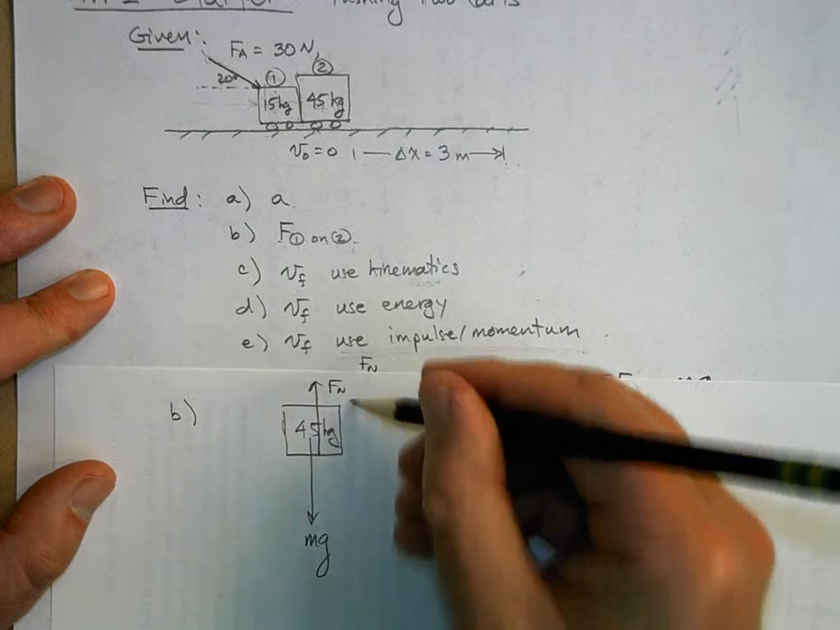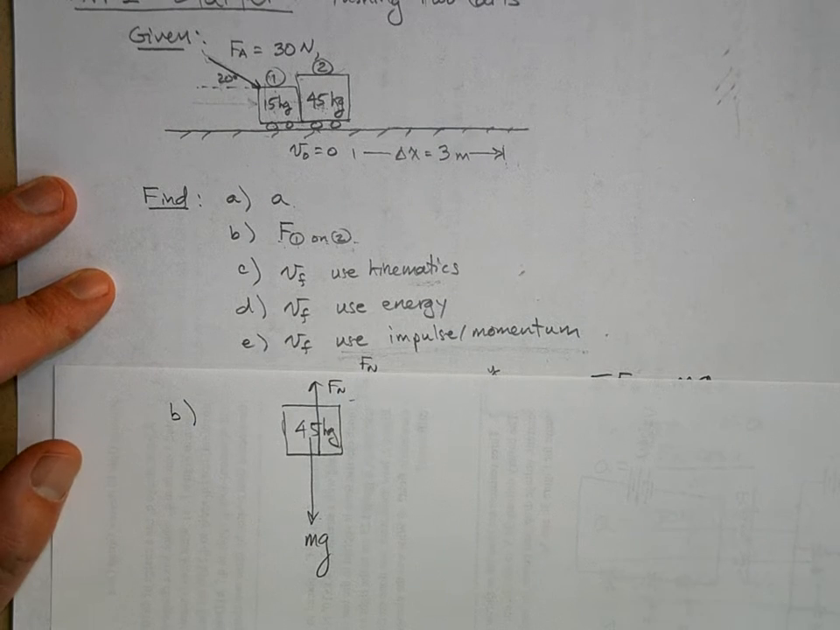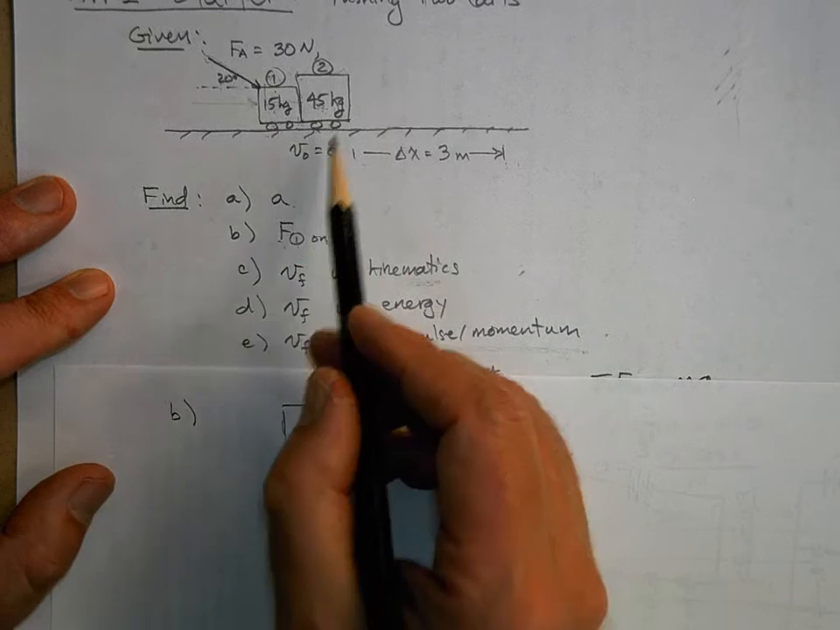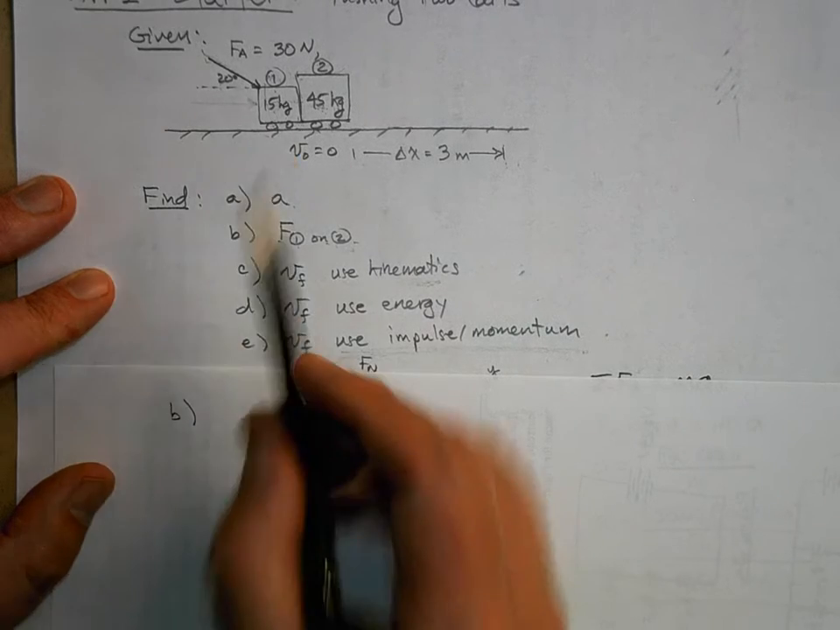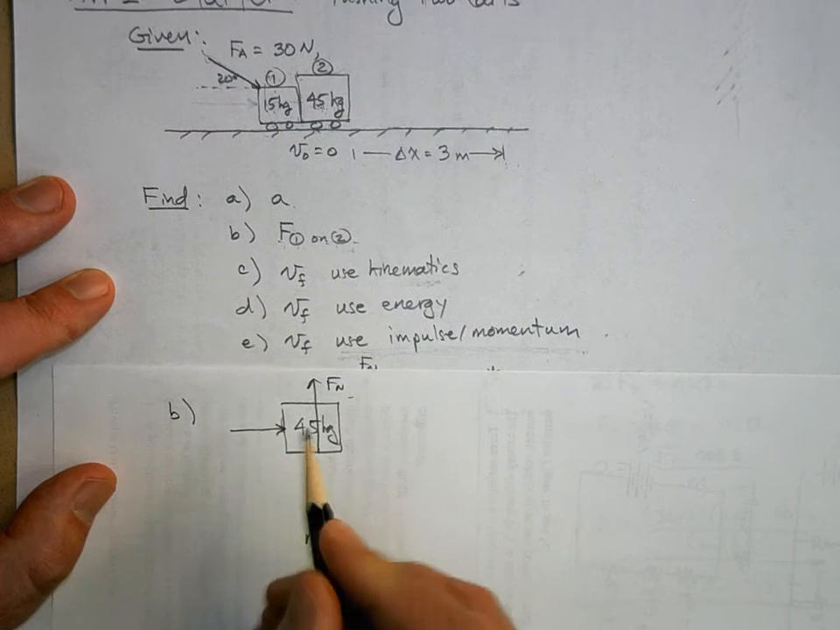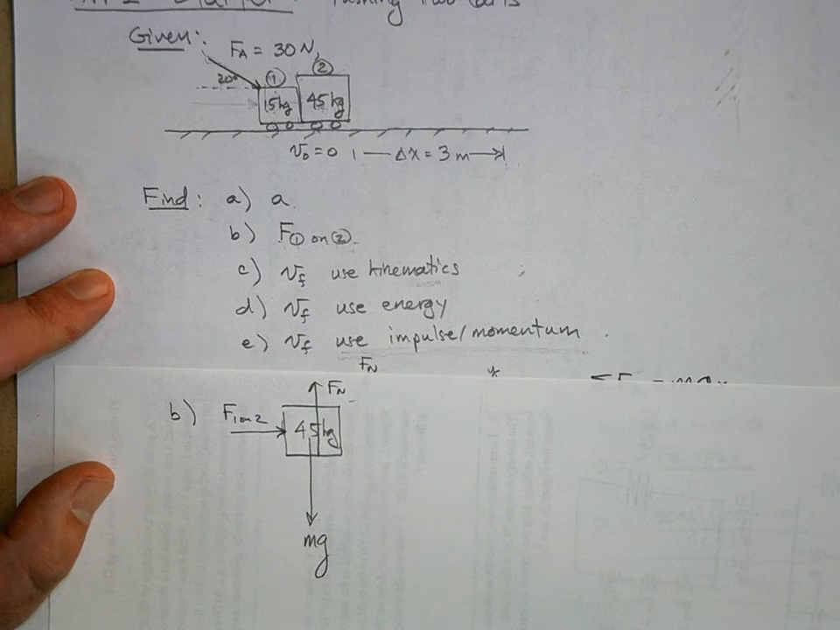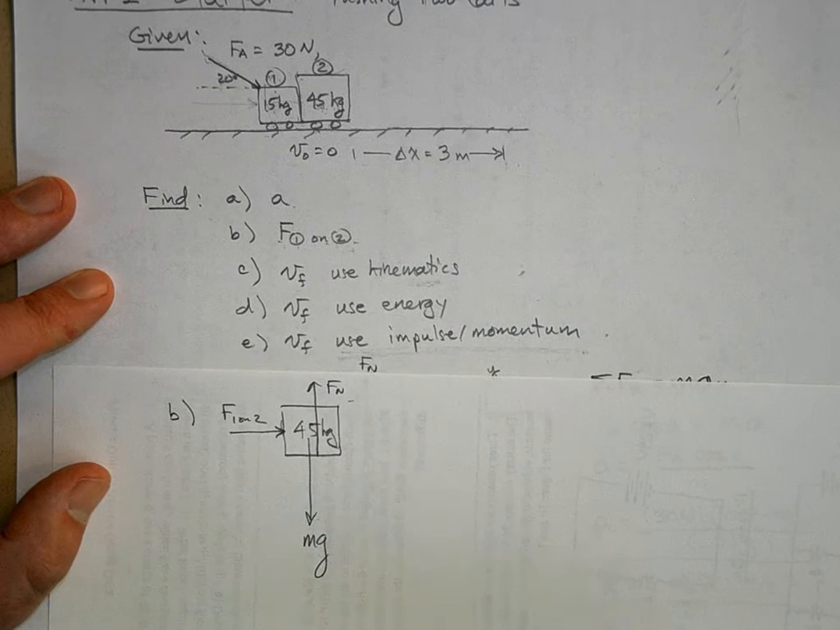And I would only need to worry about this if there was friction in the problem, because then I need to know what the normal force is and all that. But I don't need that right now, because it's on wheels, there's no friction. But we do have the force of 1 on 2. And that's what we're trying to find.